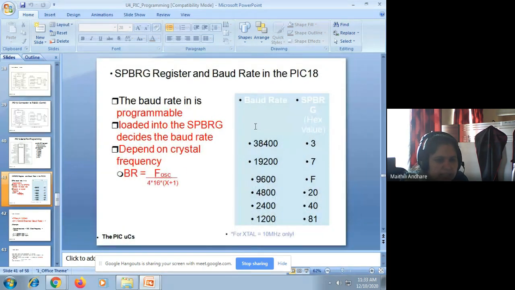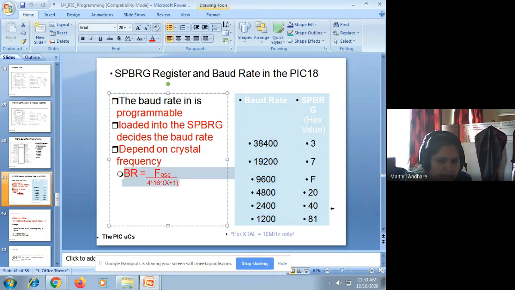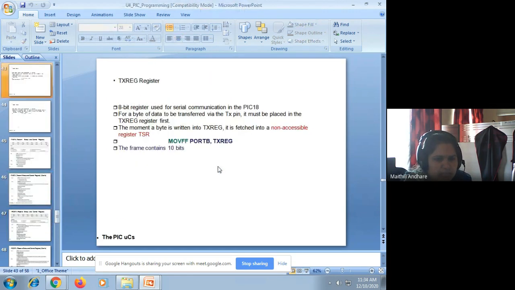Now see, SPBRG is the register where you have to load the baud rate. A number of baud rates are there, and basically we will prefer 9600. But what value should be loaded in the SPBRG register so as to get this baud rate value is written here. The calculations are done by this formula, which is very simple, and the table is also available. But we always work with the 9600 baud rate. So SPBRG is the register where you load the baud rate value.